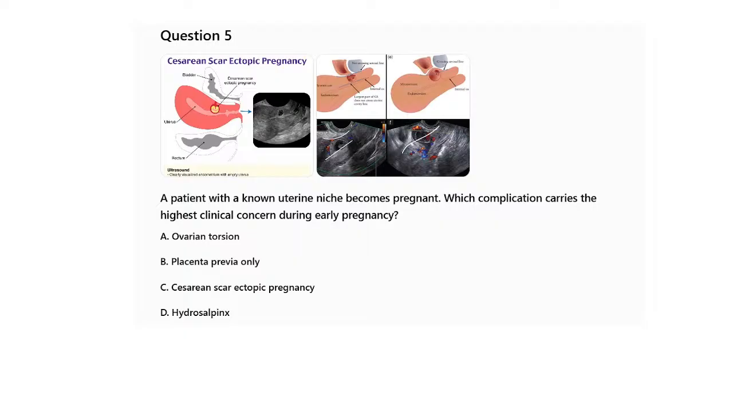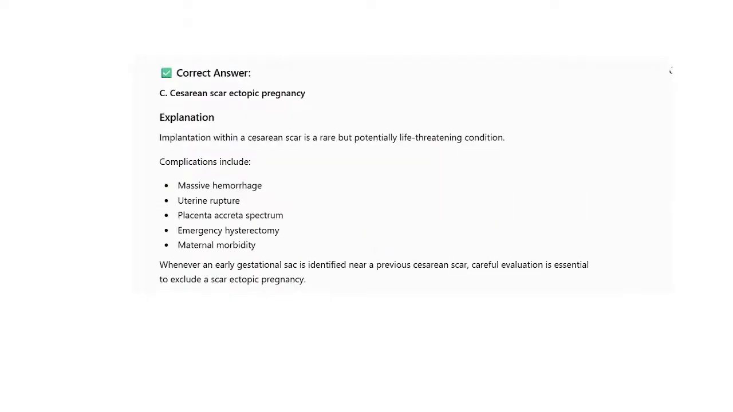Question number 5. A patient with a known uterine niche becomes pregnant. Which complication carries the highest clinical concern during early pregnancy? A. Ovarian torsion. B. Placenta previa only. C. Cesarean scar ectopic pregnancy. D. Hydrosalpinx. So the correct answer is C.